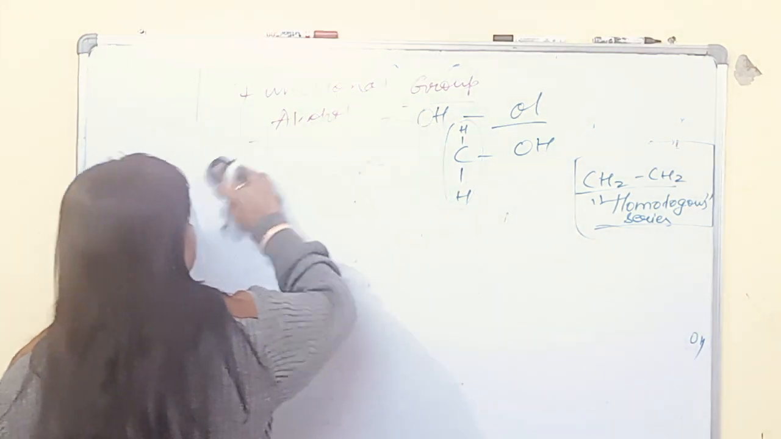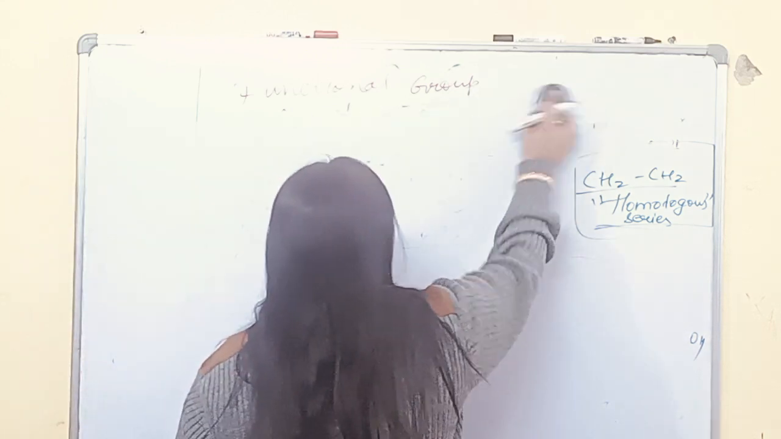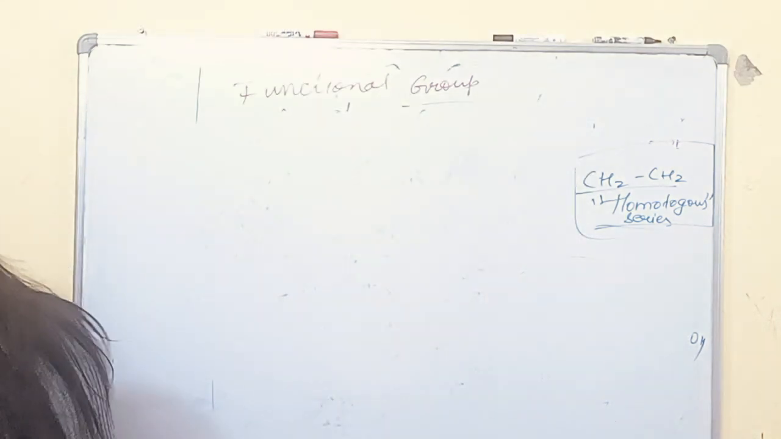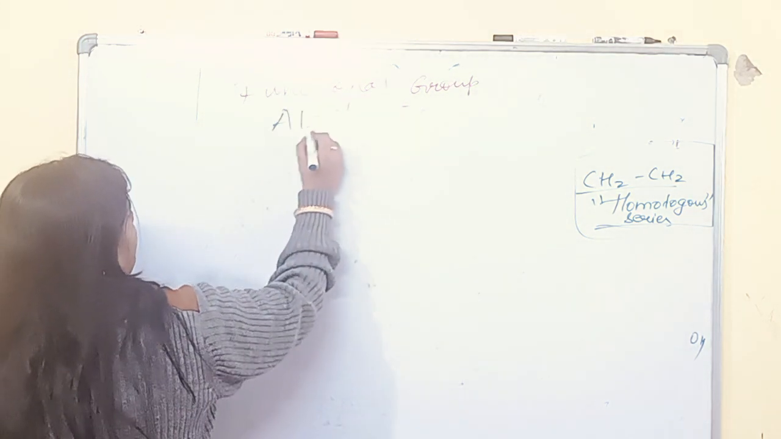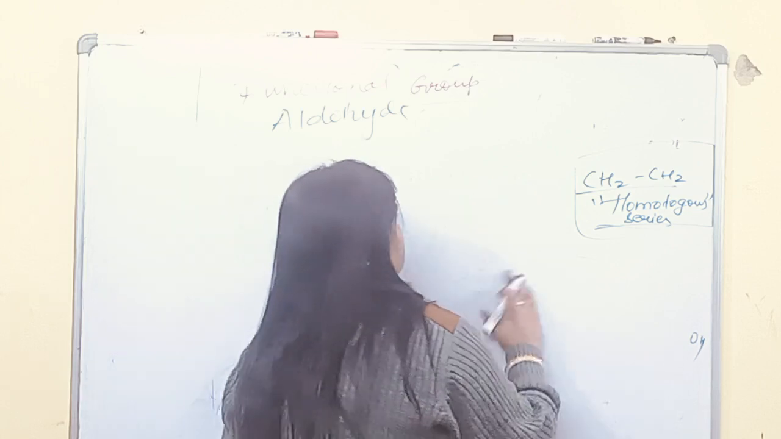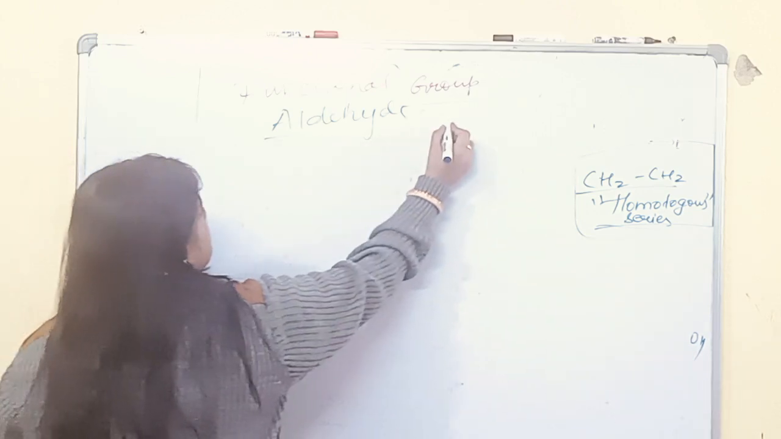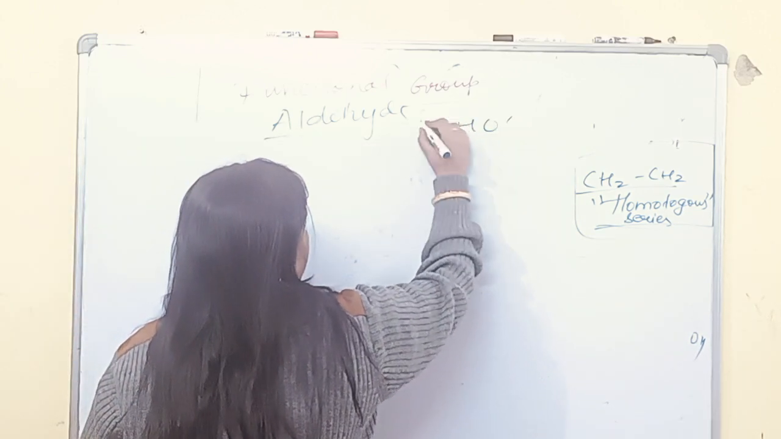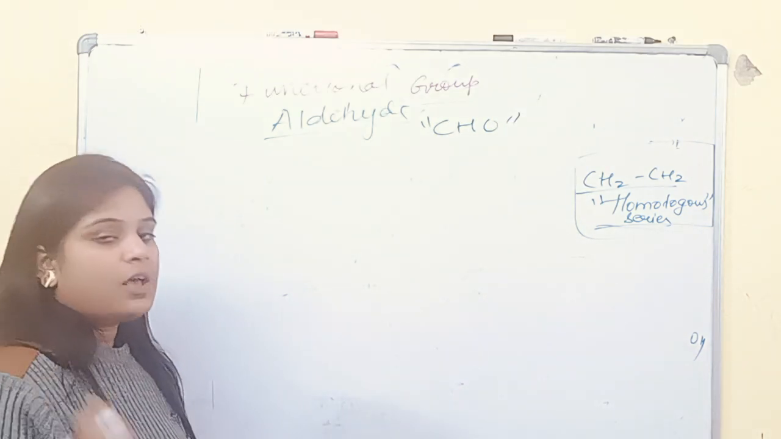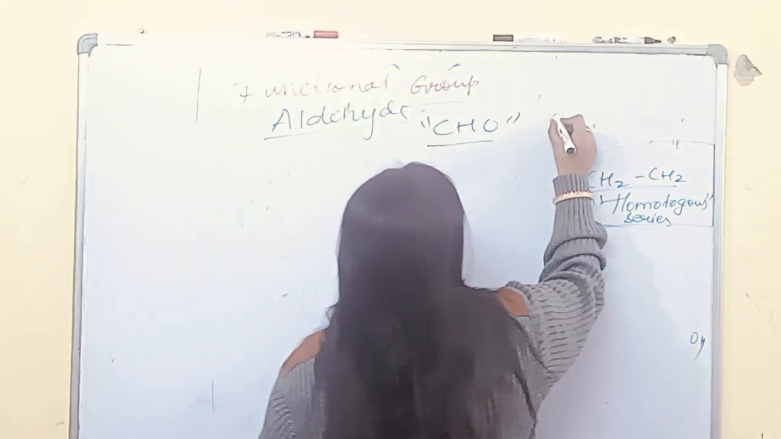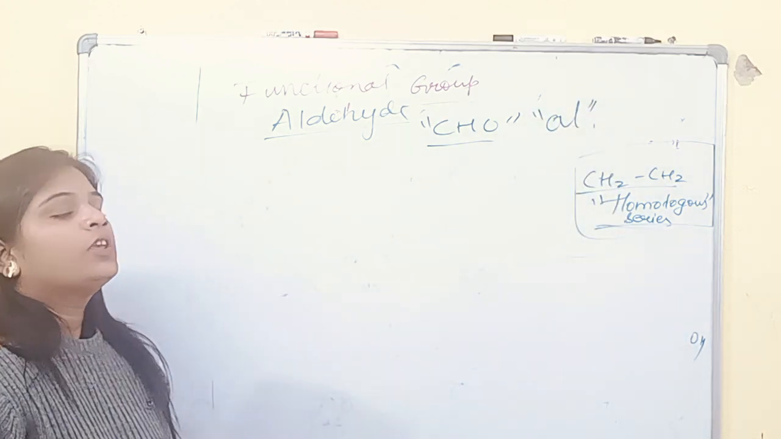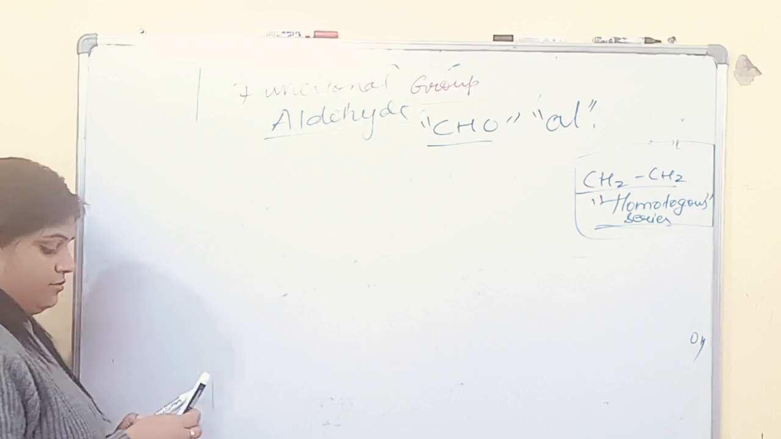I hope you have understood the nomenclature of the alcohol functional group. Let's come to the third functional group, that is aldehyde. Aldehyde is the CHO group, and the naming suffix for the aldehyde group is Al. So come to the naming.